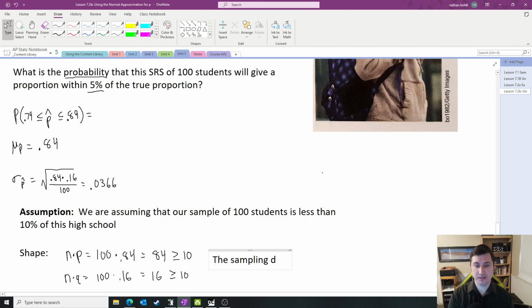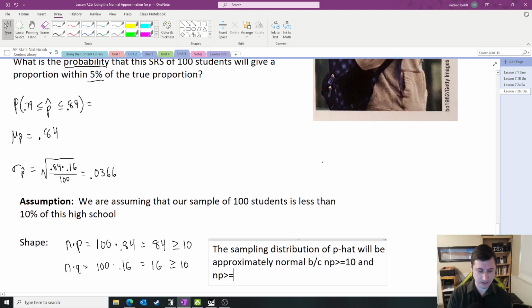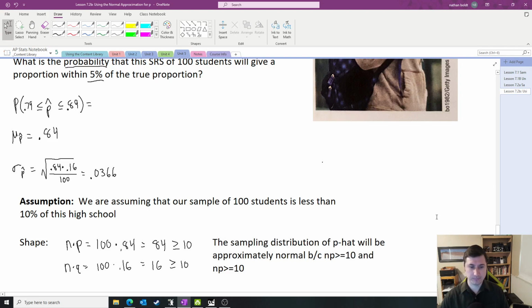The sampling distribution of p hat will be approximately normal because n times p is greater than or equal to 10, I'll do it that way, that's not the greatest way to write it, and n times q is greater than or equal to 10. All right, now we have met all the conditions to finally use our normal CDF.